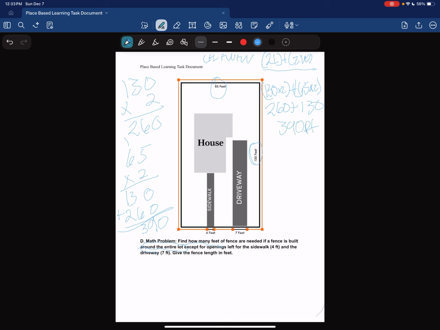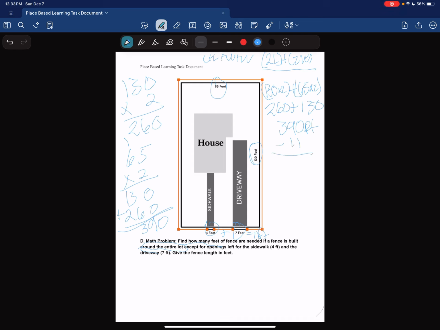Now, this is our perimeter of the entire lot. But we're only building a fence around the orange parts. So what we can do is just add 4 feet plus 7 feet, which is going to give us 11 feet. And we're going to subtract these little openings, right? We're going to subtract 11 from 390.